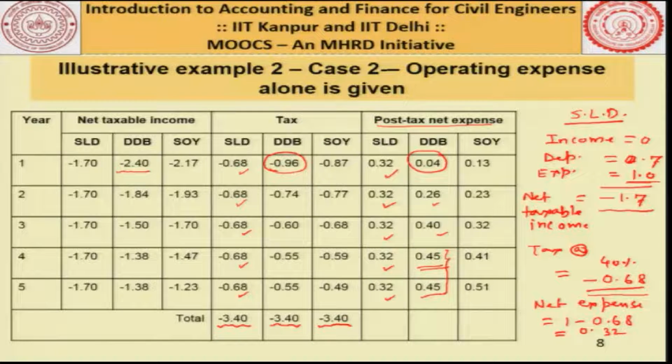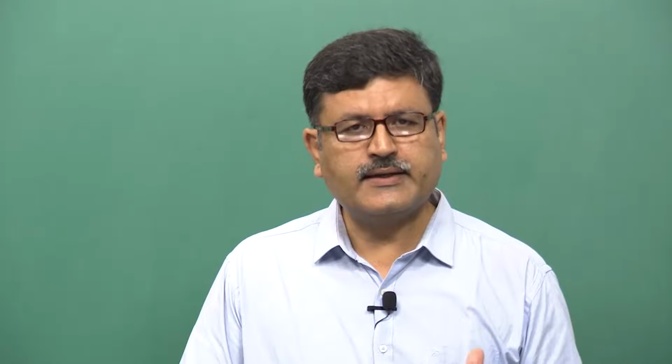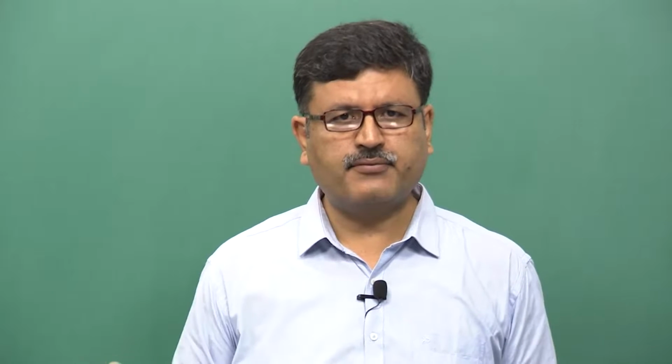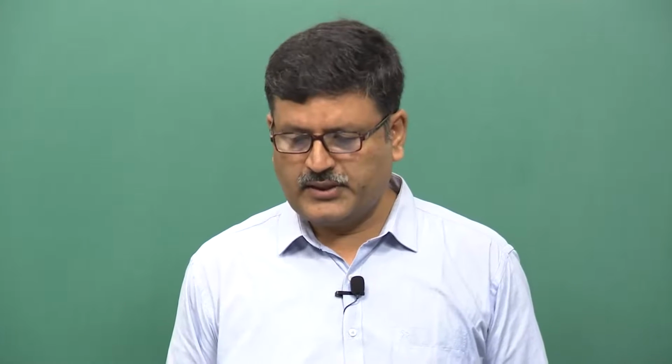Likewise, if you go for sum of years, you are going to get 0.13 as post-tax net expense, 0.23 in year 2, 0.32 in year 3, 0.41 and 0.51 respectively. So, you have seen here how you are getting a tax rebate even though you did not have any income, because of your expenses you are getting some tax benefit, and that is getting reflected in reducing your net expense.